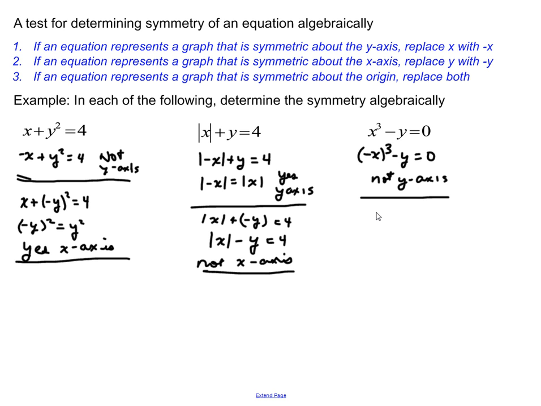How about our last graph? Well, in this case, kind of like the first, x cubed minus negative y is equal to 0, which becomes x cubed plus y when rewritten equals 0, and we come to the conclusion that this guy is not the same, and therefore it is not symmetric to the x-axis.